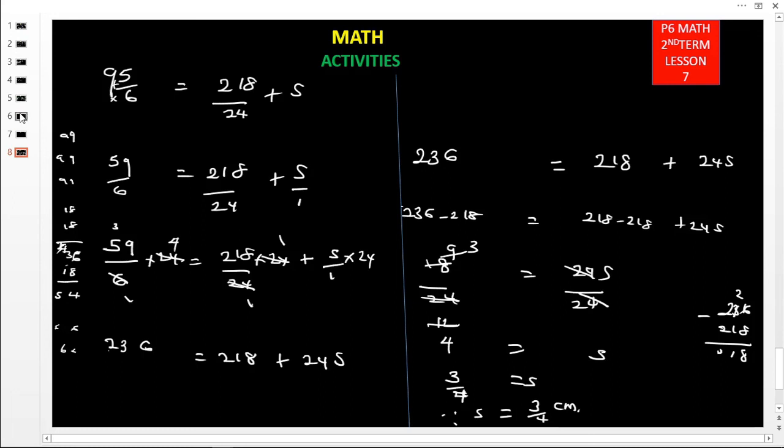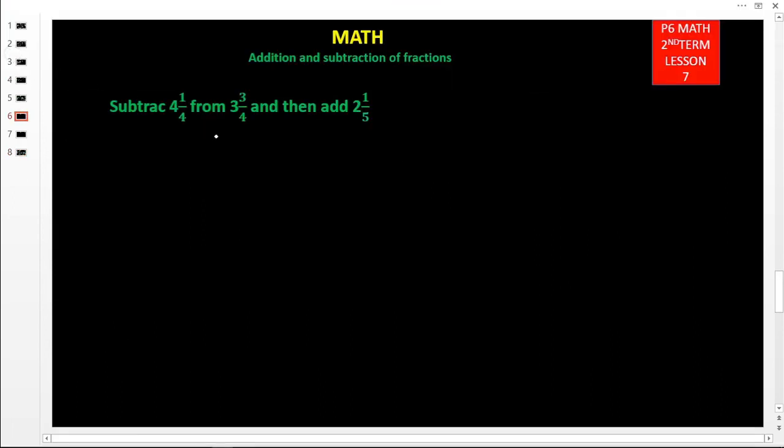So if you've not understood, please try to go back and follow from where we started up to now. Now we have another example here. So here they are telling us to subtract 4¼ from 3 and 3/4, and then add this. It says that we are going to first subtract and then we add this.